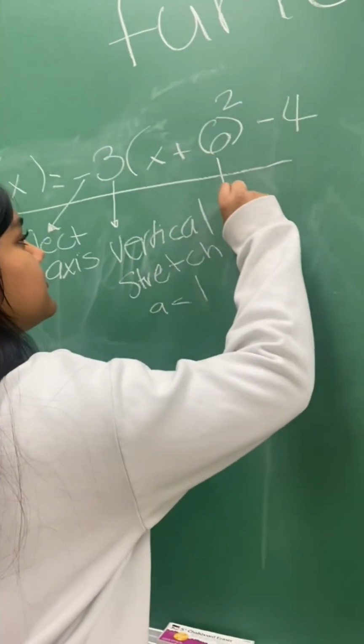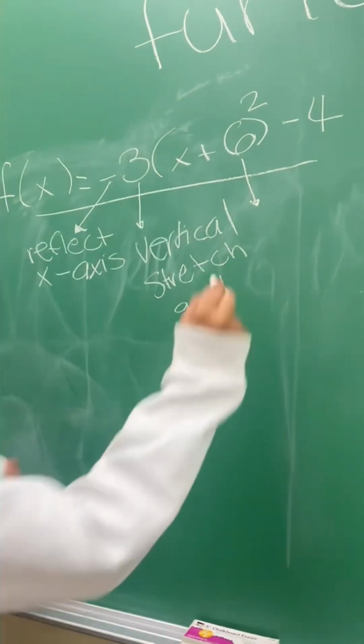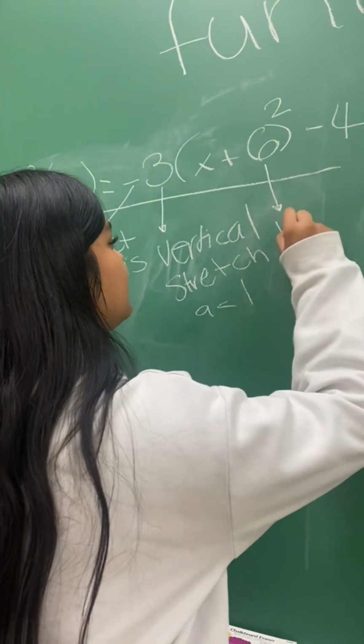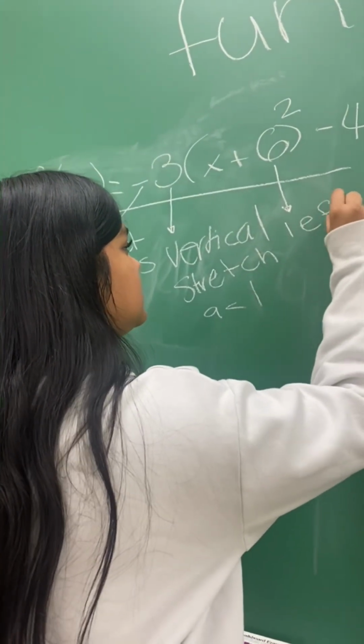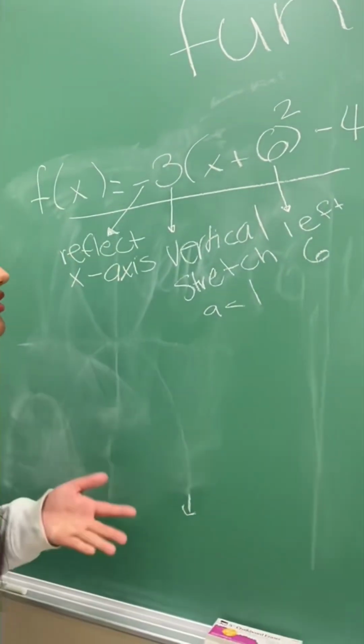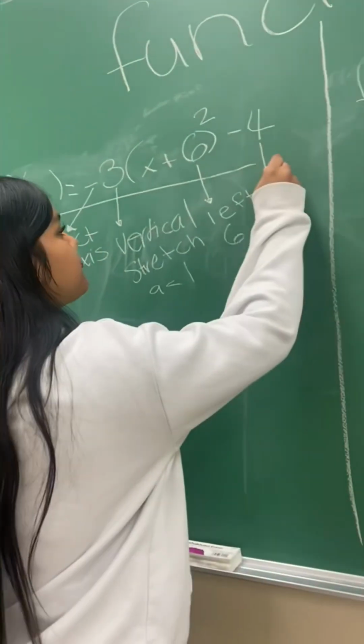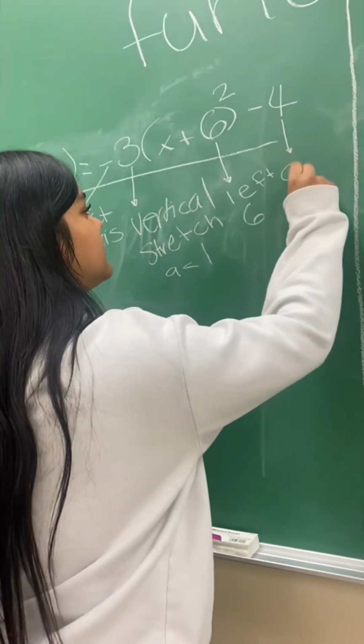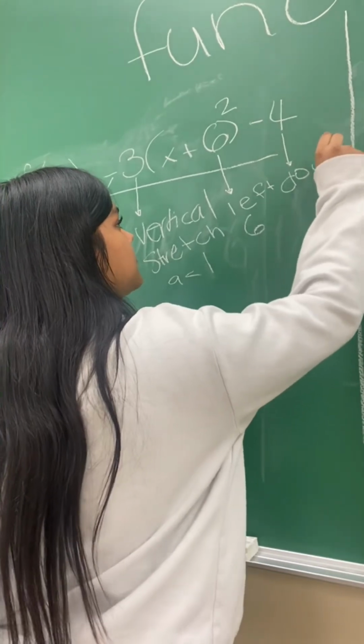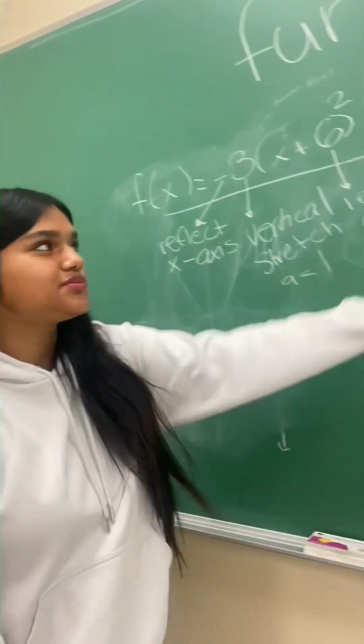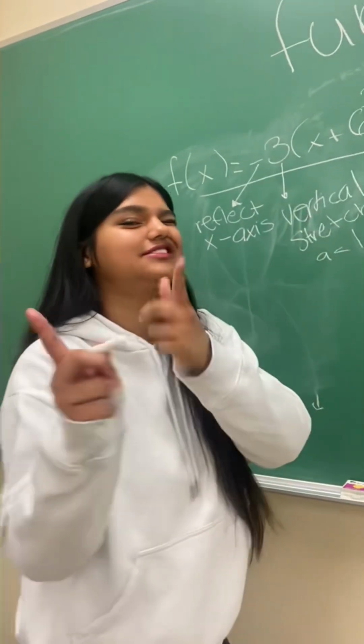Stretch, because the number is greater than 1. And then this one, since it's inside the parentheses, it's going to be left 6 units, but I'm not going to write units. So this means it's down 4, since it's outside and it's a negative.